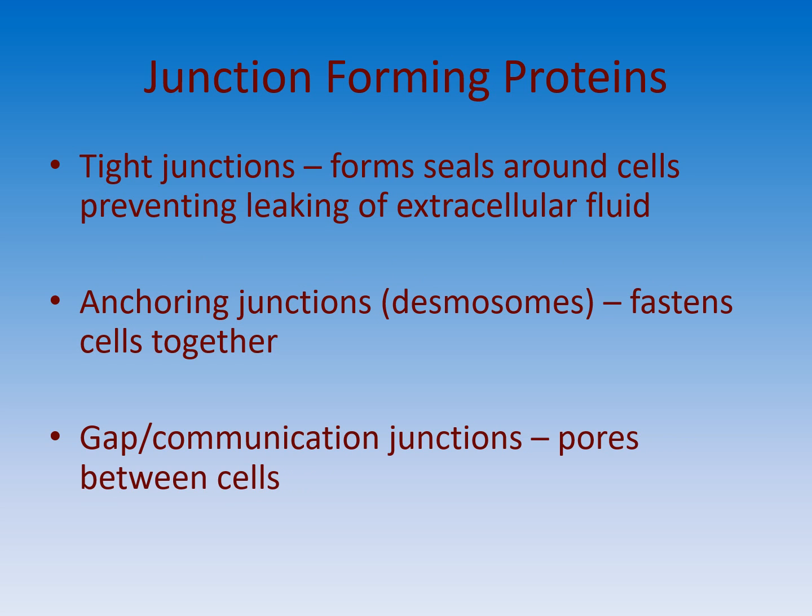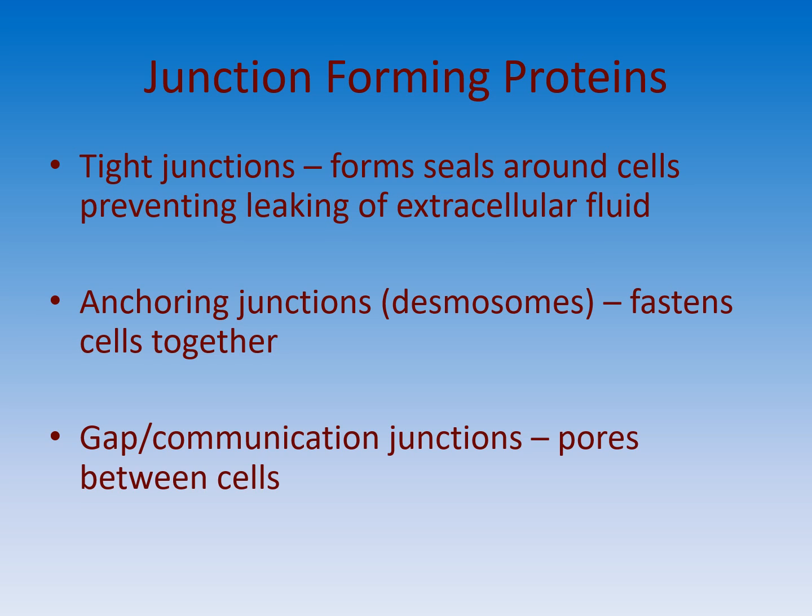Junction-forming proteins. There are in animal cells three main types of junctions, and they're formed by proteins. There are tight junctions, anchoring junctions, and gap junctions. The tight junctions help to form a seal around the cell, which helps to prevent leaking of extracellular fluid. You don't want to have this fluid loss. Anchoring junctions, also known as desmosomes, help fasten the cells together. They're kind of like rivets, if you want to think of that.